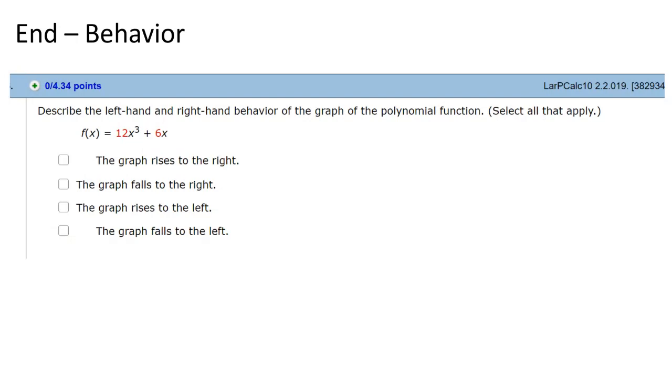So let's go ahead and look at a very common question that students get stuck on, because we forget the rules. We forget what our book tells us on the end behavior. So let's look at this particular problem. Describe the left hand and right hand behavior of the graph of the polynomial function. And we have this function 12x cubed plus 6x.